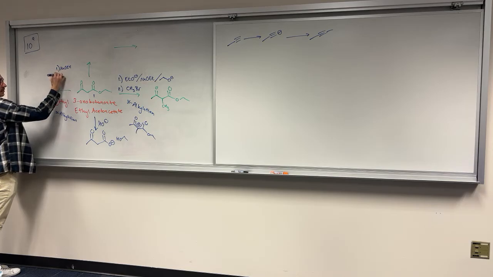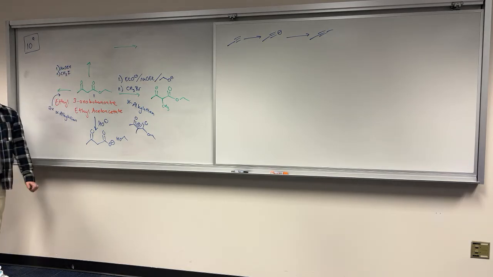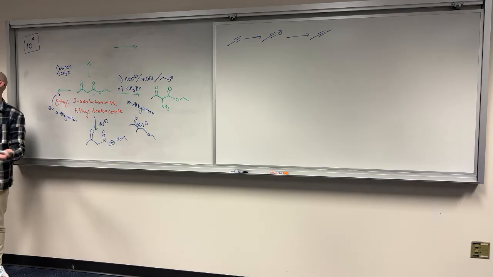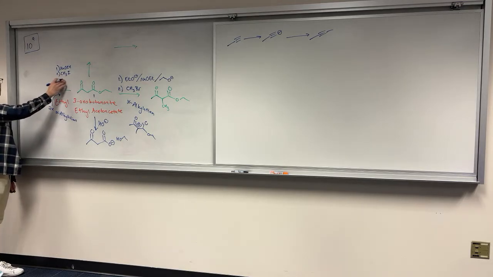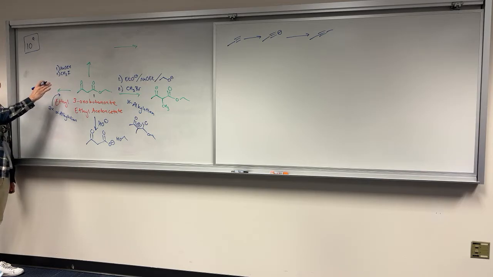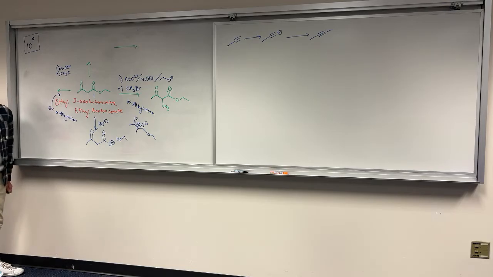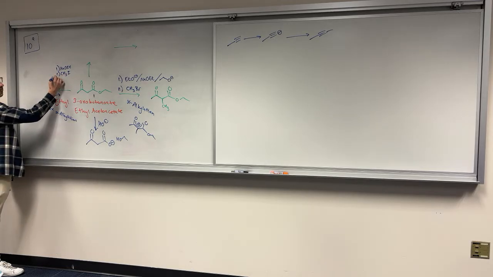NaOEt. Second, let's do the same thing. CH3, I'm going to change the nature of it a little bit. CH3I. Essentially the same electrophile because it's providing me a methyl group. Could I have put CH3OH? Yeah, the OH now has an acidic hydrogen, and OH is not a good leaving group. So halogens are the way to go.